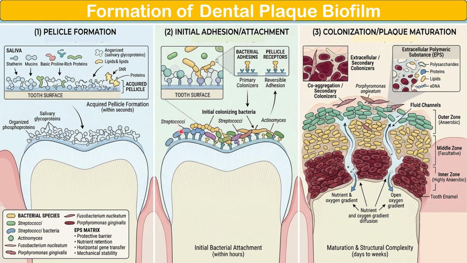Initially the attachment of the bacteria to the tooth surface is weak and can be reversible, but later on, within a short period of time, the interaction becomes stronger and irreversible, which allows the bacteria to remain firmly attached to the tooth surface. These primary colonizers are very important because they modify the tooth surface and create a suitable environment for the other bacteria to attach during the next stage of plaque development.